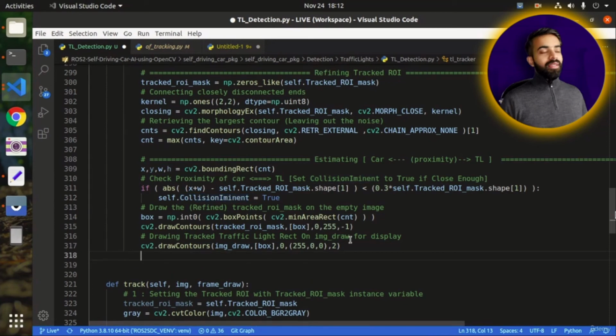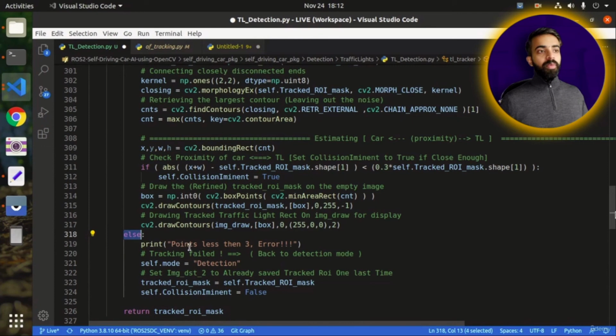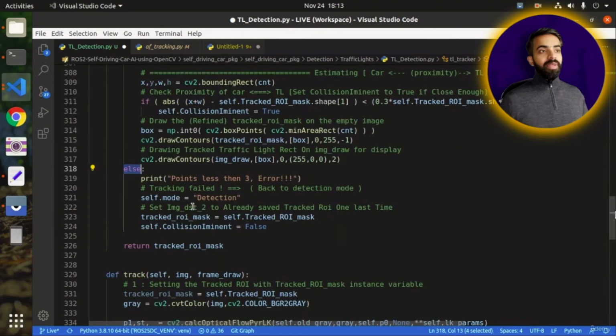Finally, in this function, we need to address the case where the points are less than 3. There can come a point where the points are less than 3. That means we cannot estimate the homography matrix, so we cannot proceed in this function. For this case, we simply reset the mode of the tracker to detection and reset the rest of the variables, that is the track region of interest mask, and collision imminent to false.